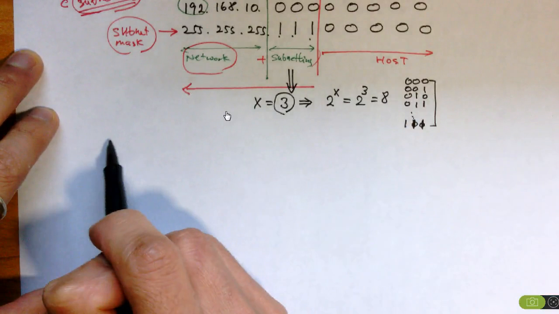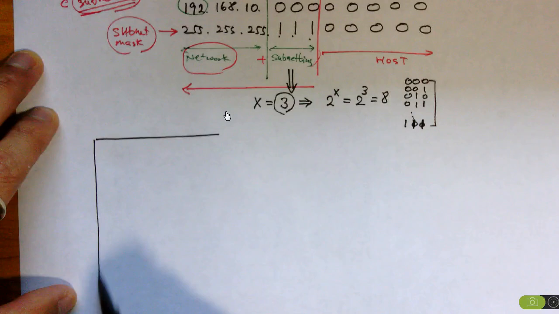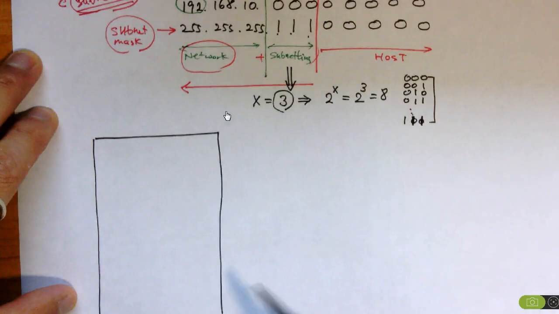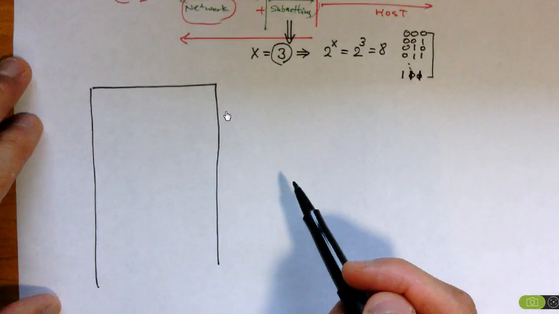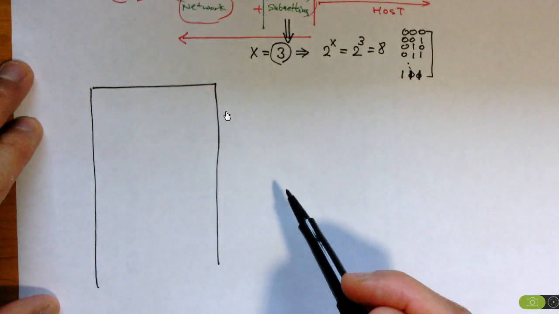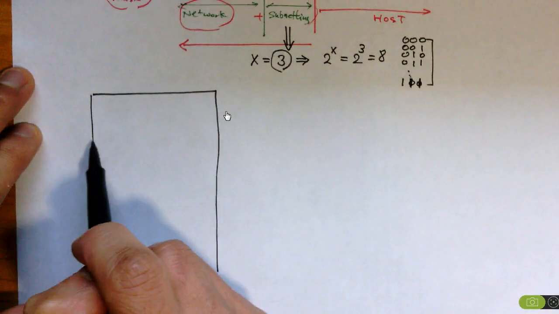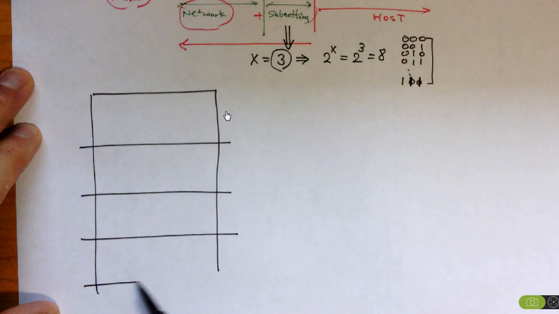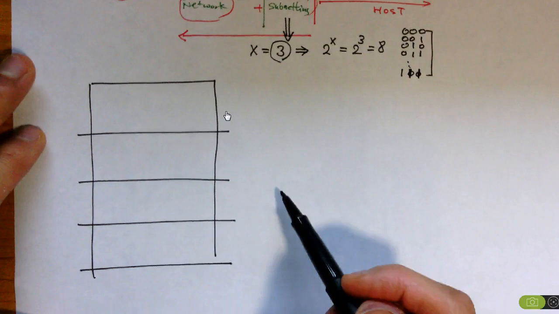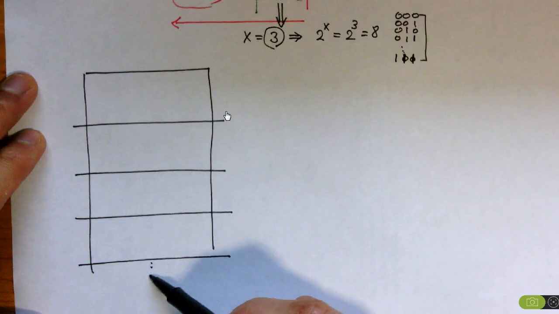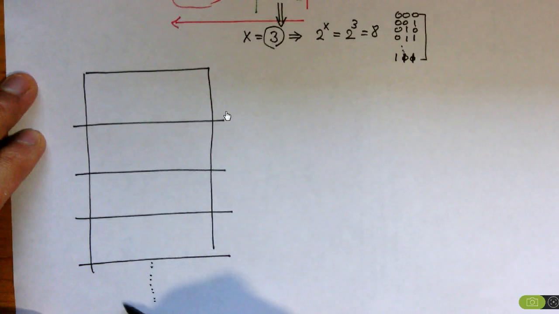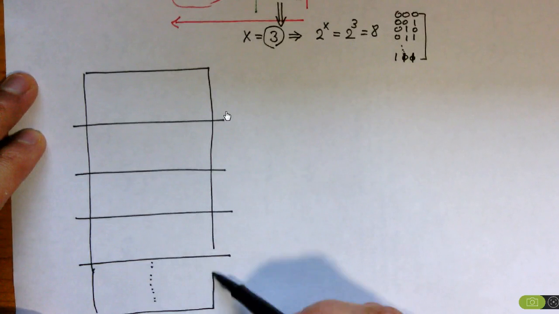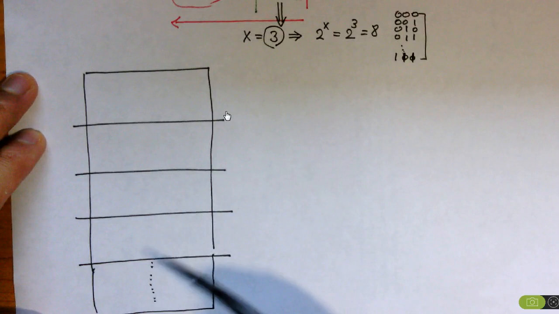So let me just draw the diagram here. We can create 8 subnets, right? So let's say 1, 2, 3, and then 4. I'm not going to draw the rest of them. Let's say 5, 6, 7, and 8. Okay? So pretty much 8 of them.